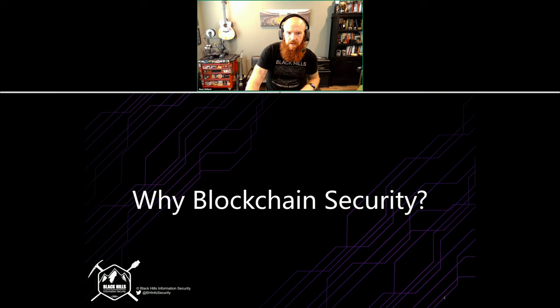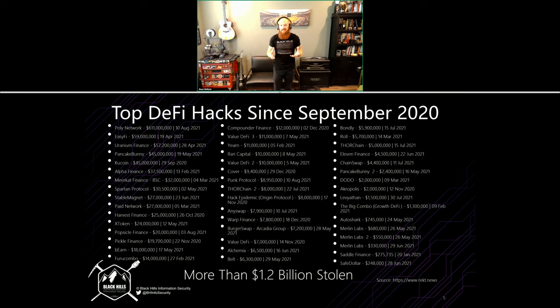So why blockchain security? This is the first slide, and I think it should be something to just take in for a second. So in less than a year's time, more than $1.2 billion has been stolen from smart contract-based projects on top of various blockchain infrastructure. A lot of these projects are exchanges and other blockchain-based projects implementing use cases and using smart contracts as the underlying technology, which I'll get into in a moment.